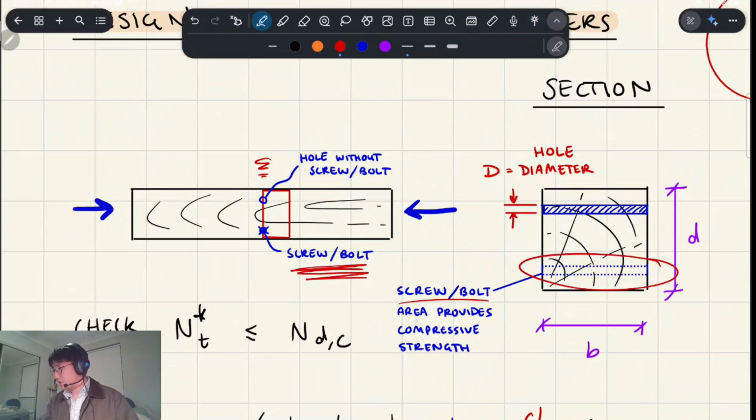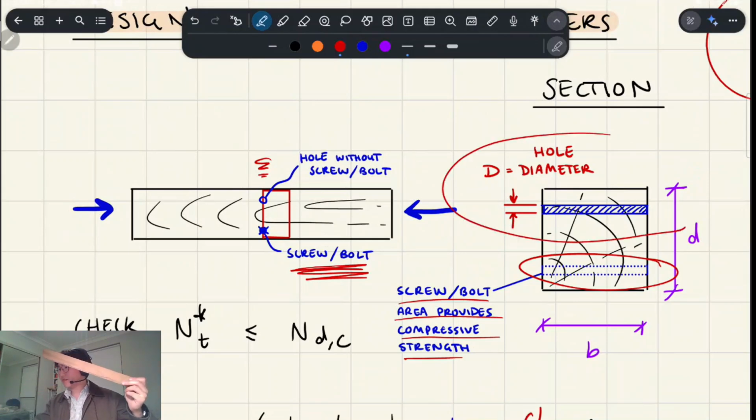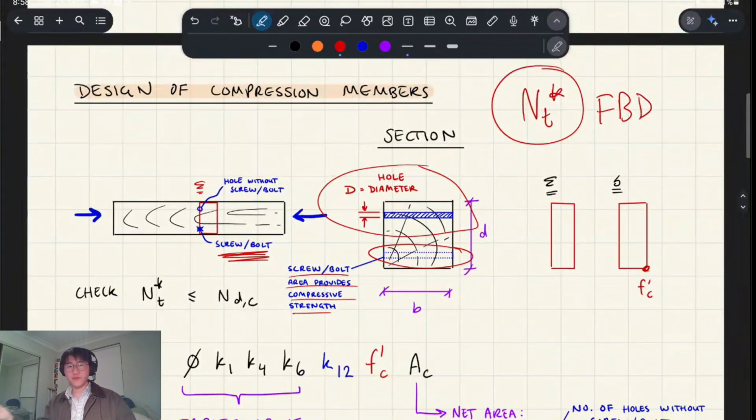We say that screws and bolts provide compressive strength for the area they're filling up. That's fair enough, in my opinion. But if you had a screw or a bolt there and you removed it, so it's not there anymore and it's actually just an empty hole, we still have to reduce the cross-section by that area because it's actually a void now. So when we compress it like that, there's nothing keeping it together, if that makes sense.